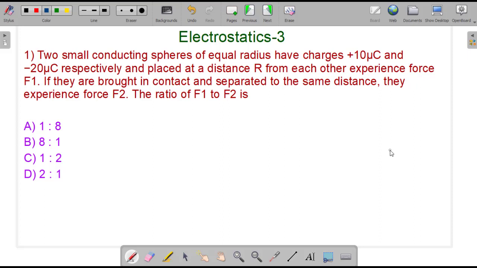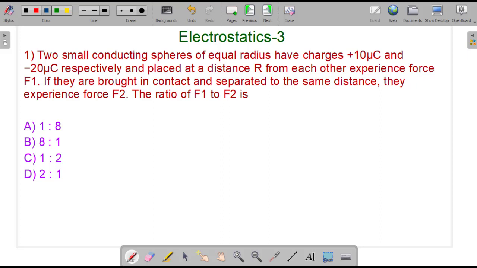Today we will be doing Electrostatics part 3. The first question: two small conducting spheres of equal radius have charges plus 10 microcoulomb and minus 20 microcoulomb respectively, and placed at a distance r from each other experience force F1. If they are brought in contact and separated to the same distance, they experience force F2. The ratio of F1 to F2 is.